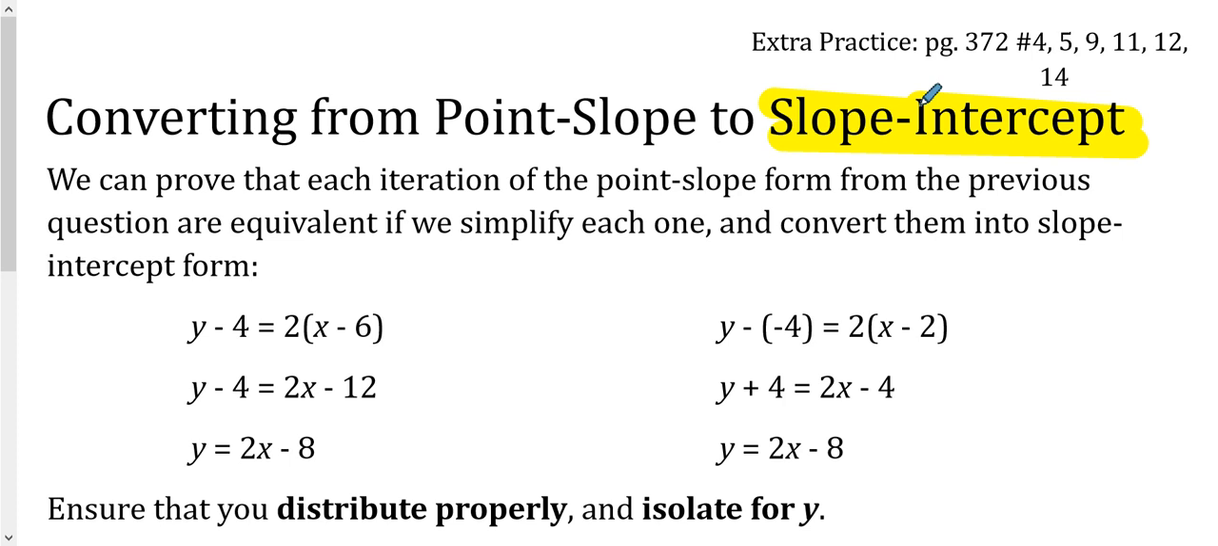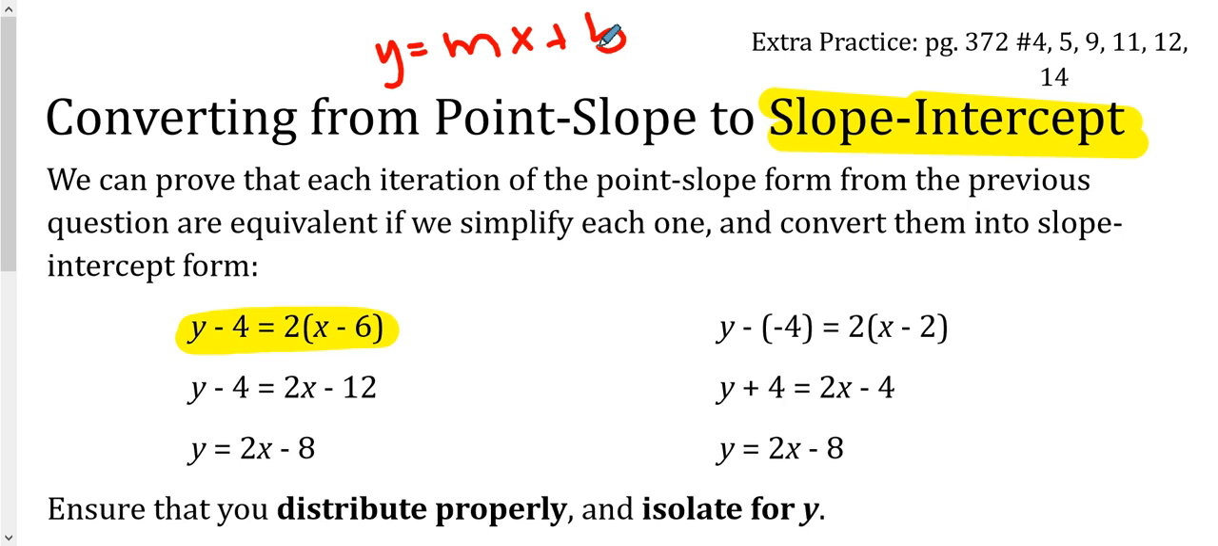So looking at the 2 equations we had last time, this was our second case. We had y minus 4 equals 2 times x minus 6. Let's convert it to slope-intercept form. And remember, slope-intercept form had that y isolated. It looked like y equals mx plus b. There were no brackets, and y was all by itself.